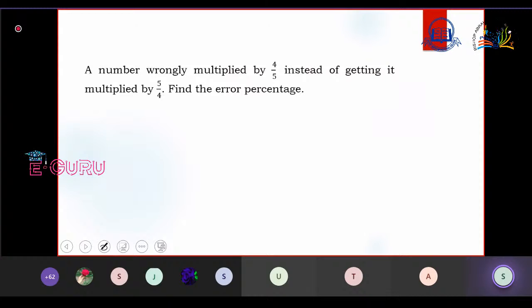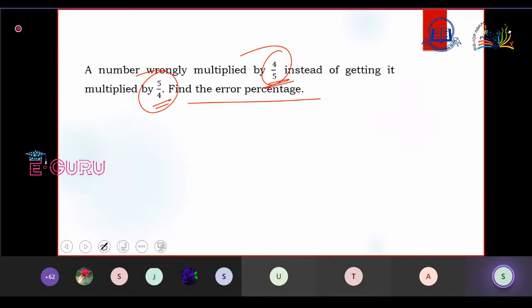Next question. It is given that a number is wrongly multiplied by 4 by 5, instead of getting it multiplied by 5 by 4. Find the error percentage. In such questions, you can take any number for finding the percentage error. It would be better to take a number which can be divided by 5 and 4 together, so that there won't be any fractions. So you can take the LCM of the denominators.